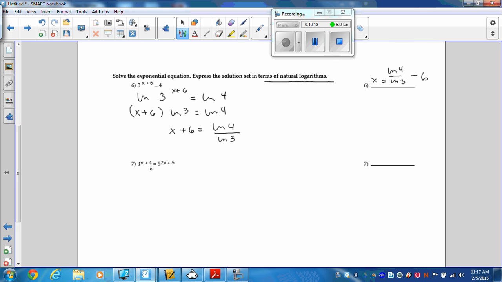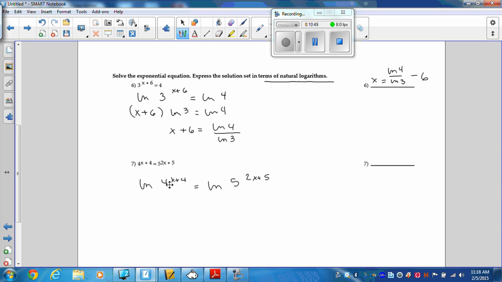Okay, and number 7, again, I'm going to take the log of both sides. So the ln of 4 to the x plus 4 equals 5 to the 2x plus 5. And you know that you need to take the log of both sides when you have an exponent with a variable in it. So that's kind of your clue as to when to use that strategy. The log of 5 to the 2x plus 5.